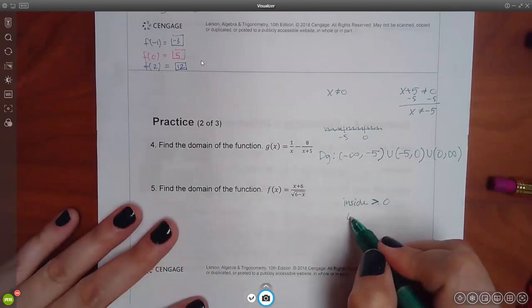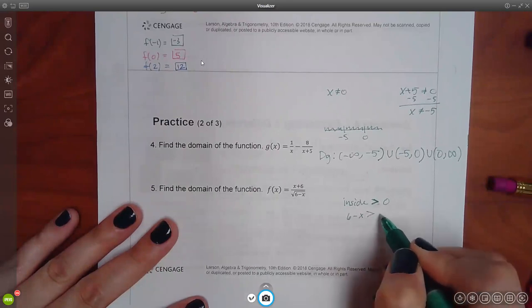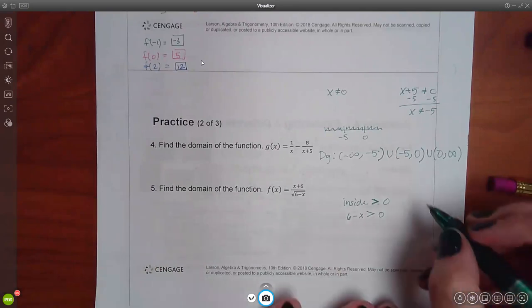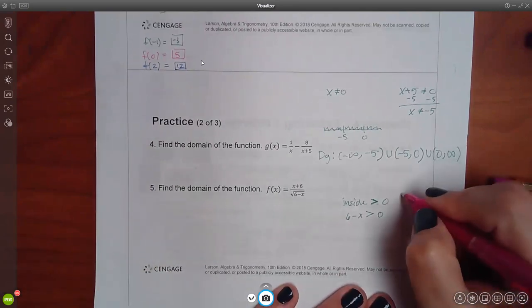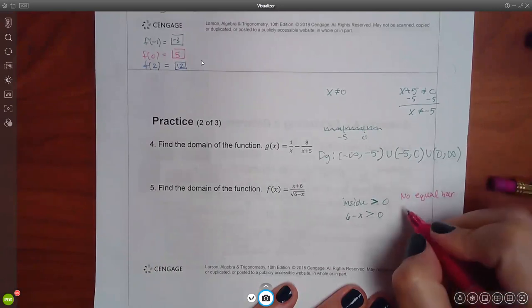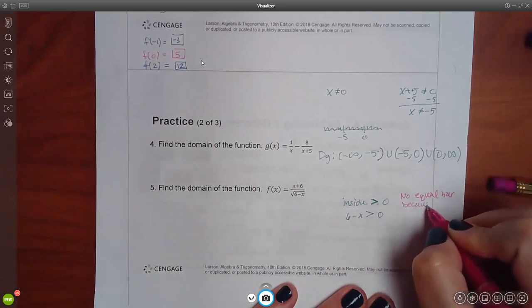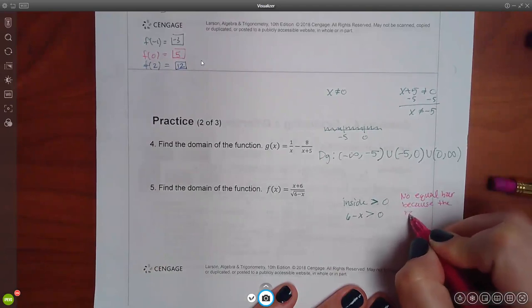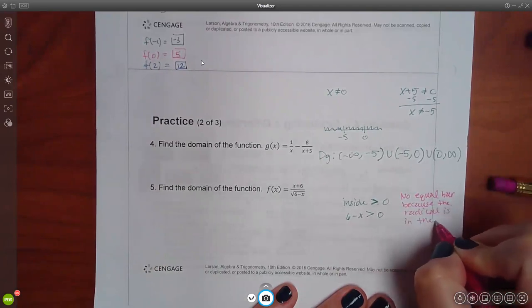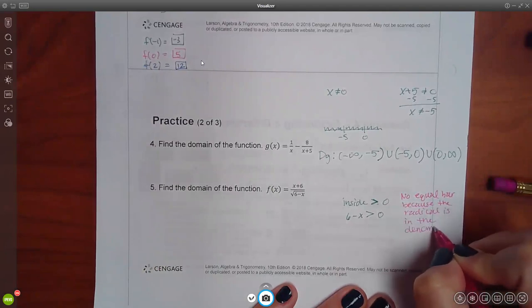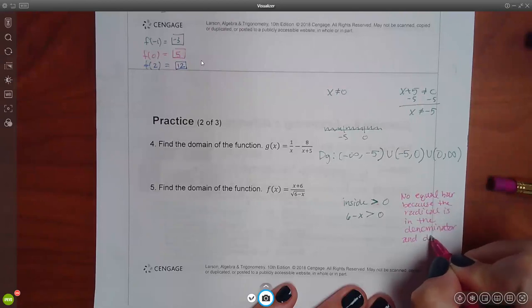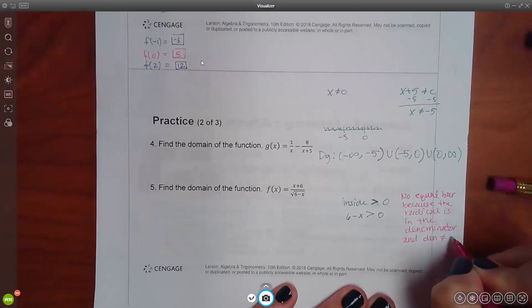So I'm going to take the 6 minus the x and just put it greater than 0. And I'm going to write a note there. No equal because the radical is in the denominator. And denominators cannot equal 0.